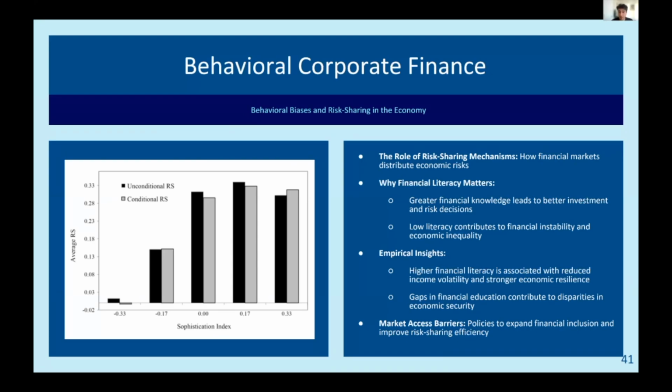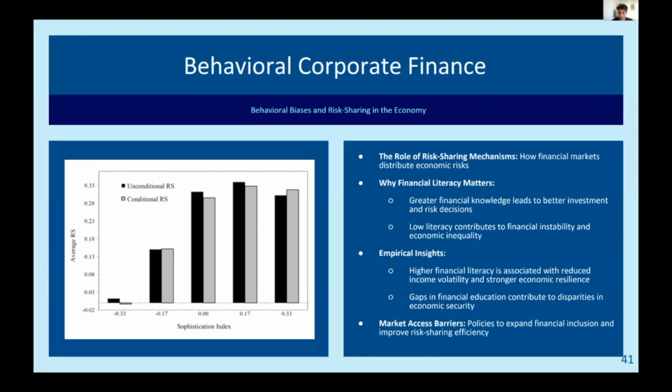Financially literate investors make better risk management decisions, leading to more stable income and reduced economic volatility. In contrast, low financial literacy is linked to excessive debt, weaker savings, and increased financial fragility. Expanding financial education and market access can help mitigate these risks.